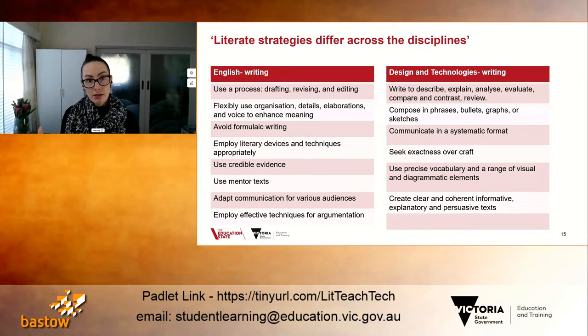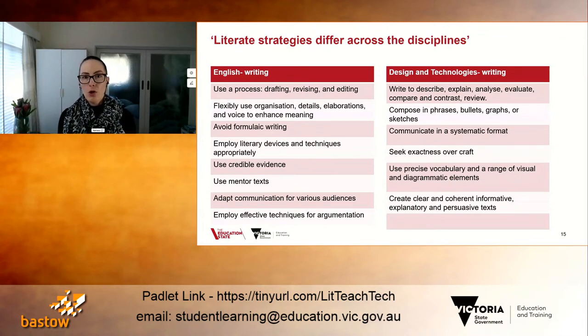In design and technologies, we seek exactness over craft. So in English writing, we really promote craft, which means we might throw in some alliteration. In the design and technologies classroom, we're probably not going to say get out 6 silver spoons because it sounds nice. We want exactness. So we're going to tell the reader exactly what they need. You need 2 spoons, and then you have to be even more exact, don't you? 2 tablespoons, all right? So you've got to be exact rather than flowery and pretty and engaging as you would in the English classroom. We have to use precise vocabulary. So we do have to refer to a tablespoon rather than just a spoon.